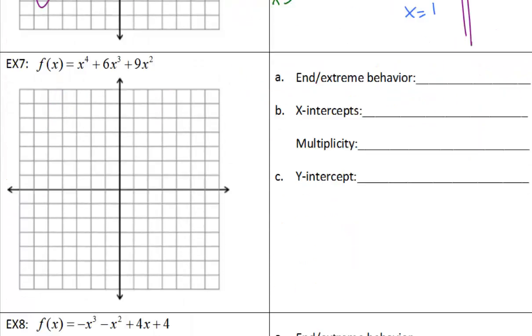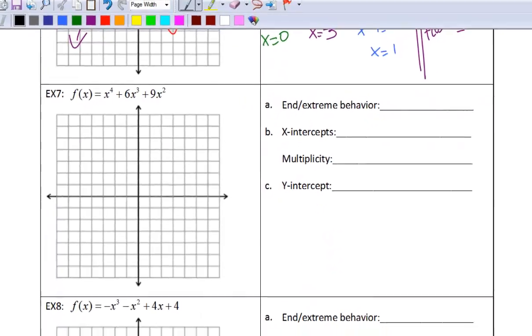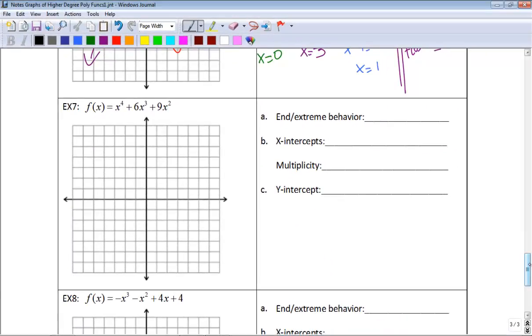Next one, x to the fourth plus 6x cubed plus 9x squared. Well, I'm all multiplied out. Great. So I don't need to handle that, but I need to find my degree and the leading coefficient. What's the degree? Well, the highest exponent is 4, so that means I have a nice even degree. What about the leading coefficient? What about the number in front of x to the fourth? There's nothing there, so that's a 1.